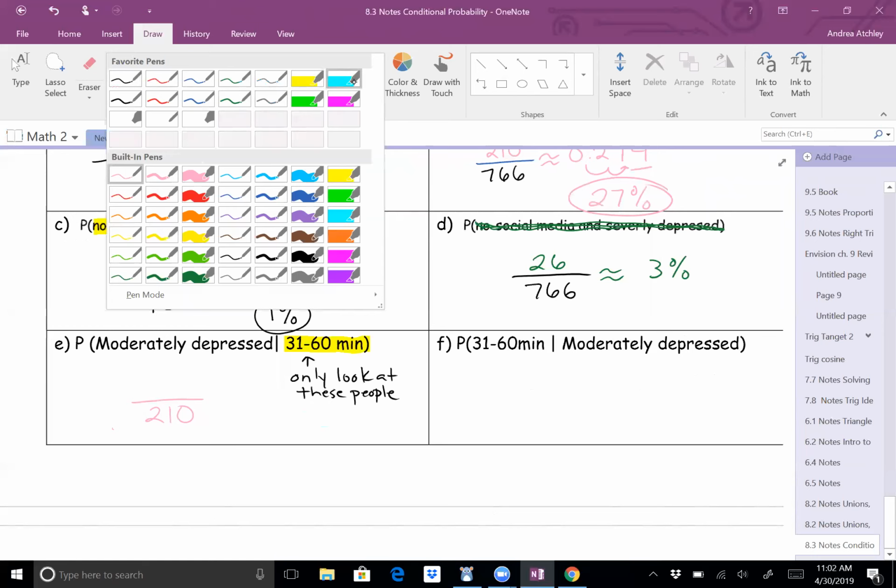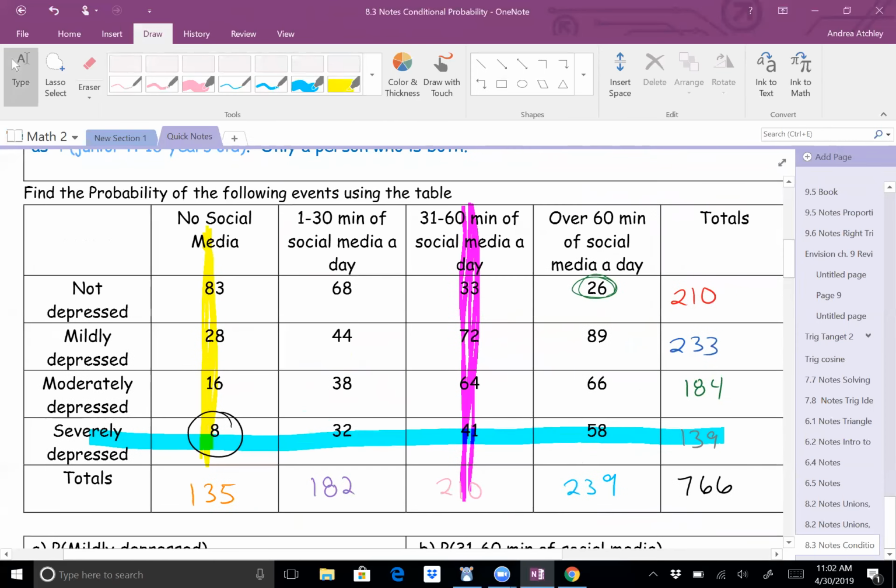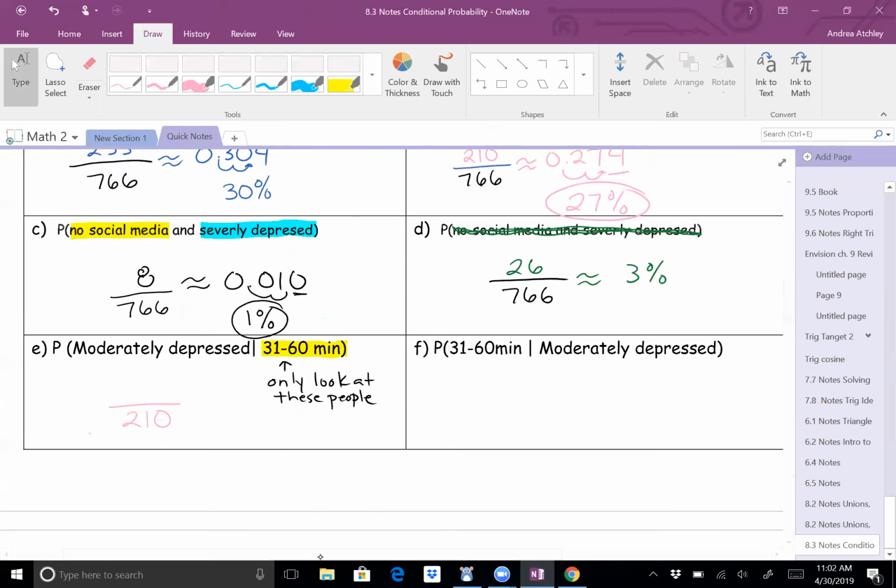Very good. So the people who are moderately depressed are these people. So it's going to be 64 on top.